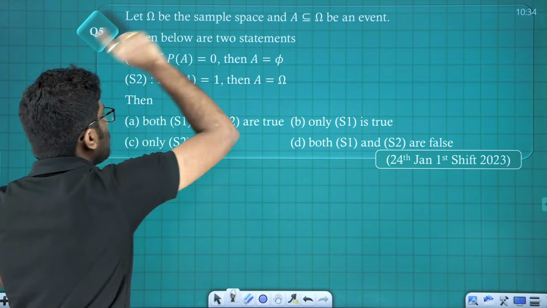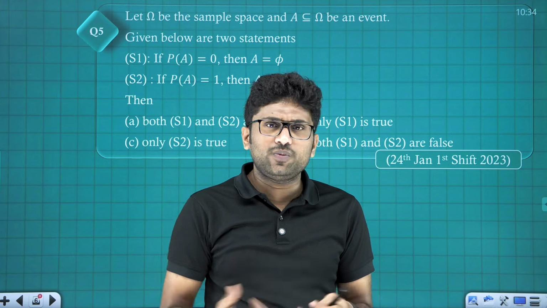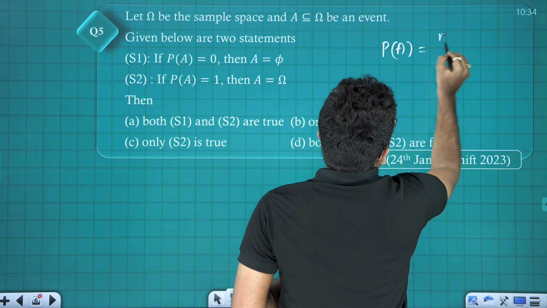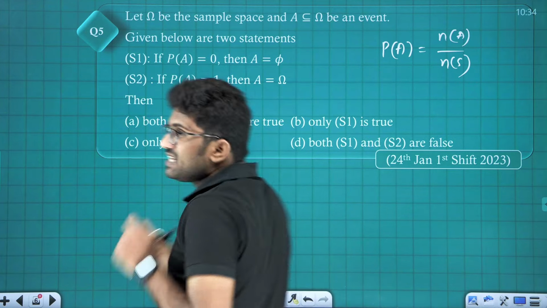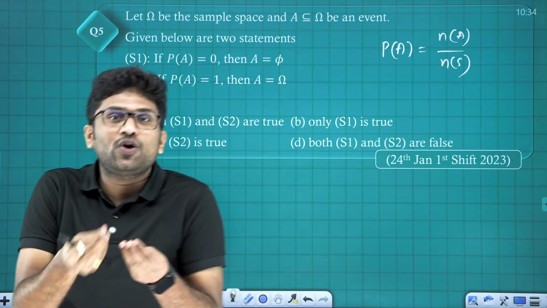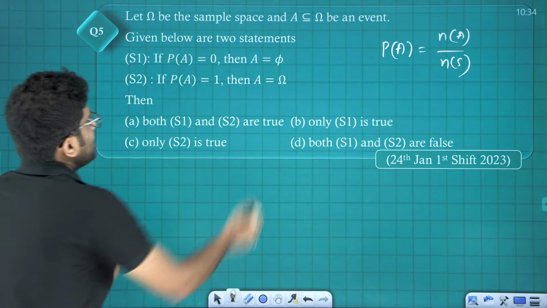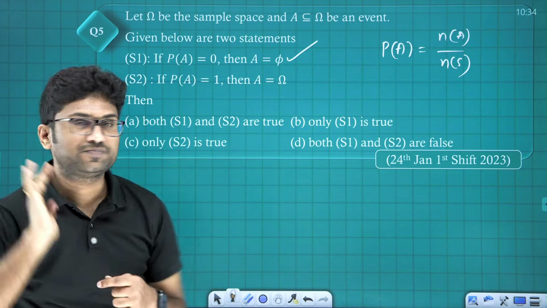If P of A is equal to 0, probability of occurrence of an event 0 means, what do you mean? Actually P of A is nothing but n of A divided by n of S. If P of A is 0, that means there exists no element in our favorable set, correct? n of A is 0. So n of A being 0 means A is a null set. So the first statement is true.